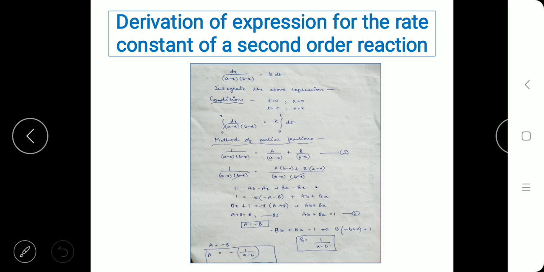Now we can see that on the left and right side of the equal to sign we have two similar expressions, hence we can strike them out, and finally we get 1 is equal to AB minus AX plus BA minus BX. Now let us take X common. So 1 is equal to X into (minus A minus B), plus we retain AB and BA as they are.